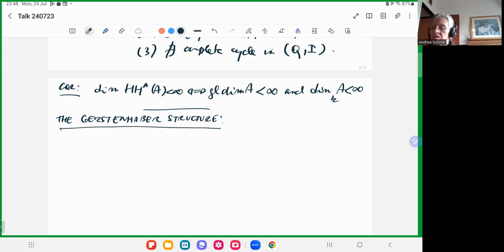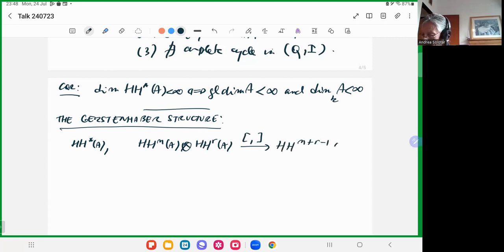The Gerstenhaber structure is the following. Let me recall that you have the Hochschild homology, and you have a bracket such that for each n and each r, the bracket, which satisfies the Jacobi identity and graded anticommutativity, goes from here to n plus r minus 1 of A. And this is why, in order to have a graded Lie structure, we have to shift by 1, okay?